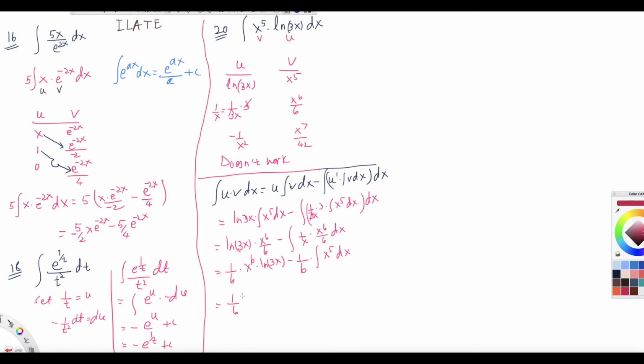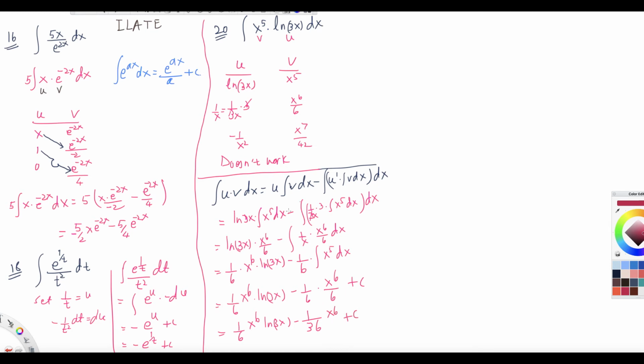1 over 6 x to the 6 times natural log of 3x, right, minus, what do you get? 1 over 6 times, what is the integral of x to the 5? That will be x to the 6 over 6 again, right, plus c. So what is the final answer then? 1 over 6 x to the 6 natural log of 3x minus 1 over 36 x to the 6 plus c. That is the final answer.